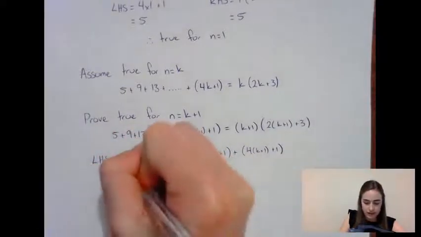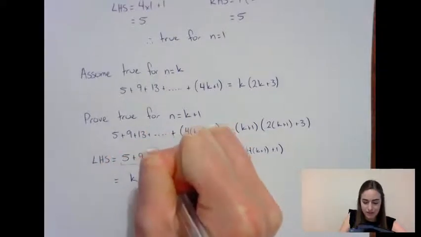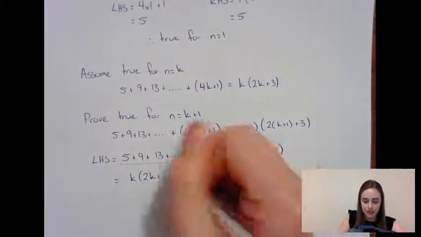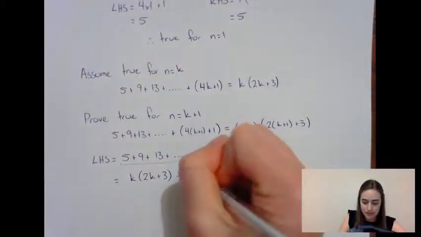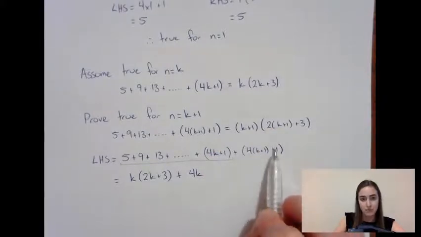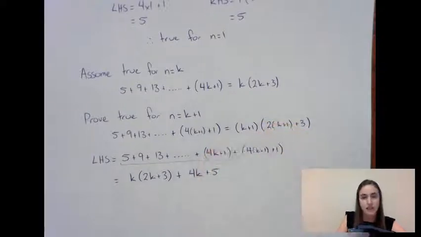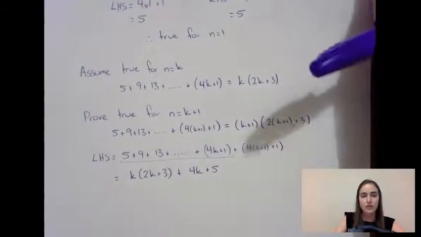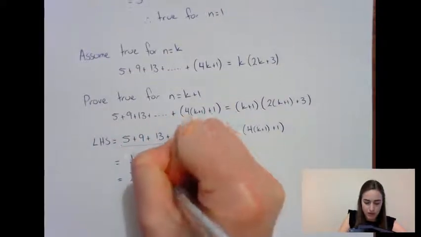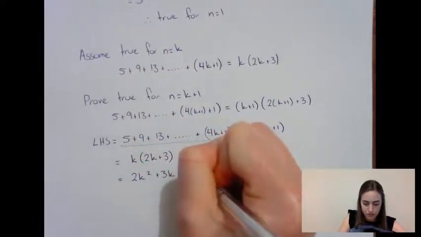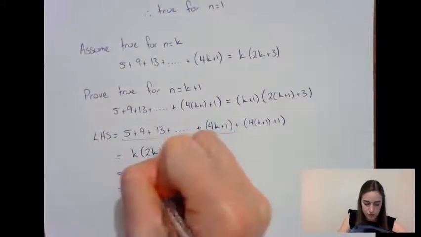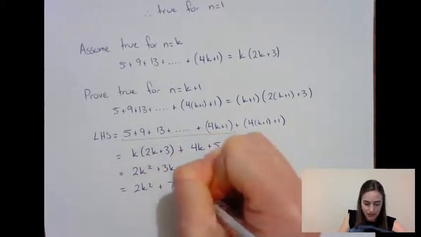So I'm going to write that as k outside of 2k plus 3. And then I also have this term on the end. I'm just going to simplify that as well. So I'm going to have plus 4k. So I've got 4(k plus 1). If I expand that out, I'll get 4k plus 4, and then I've got my plus 1 on the end as well. So I have 4k plus 5. Now, if we want to go through and simplify that expression, I'm going to expand out. So I have 2k squared plus 3k plus 4k plus 5. Collecting like terms, I have 2k squared plus 7k plus 5.